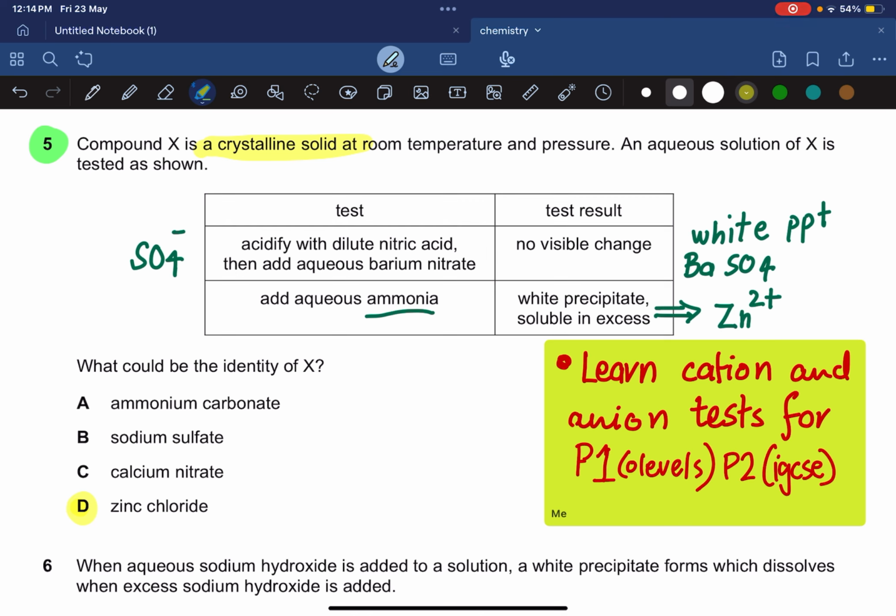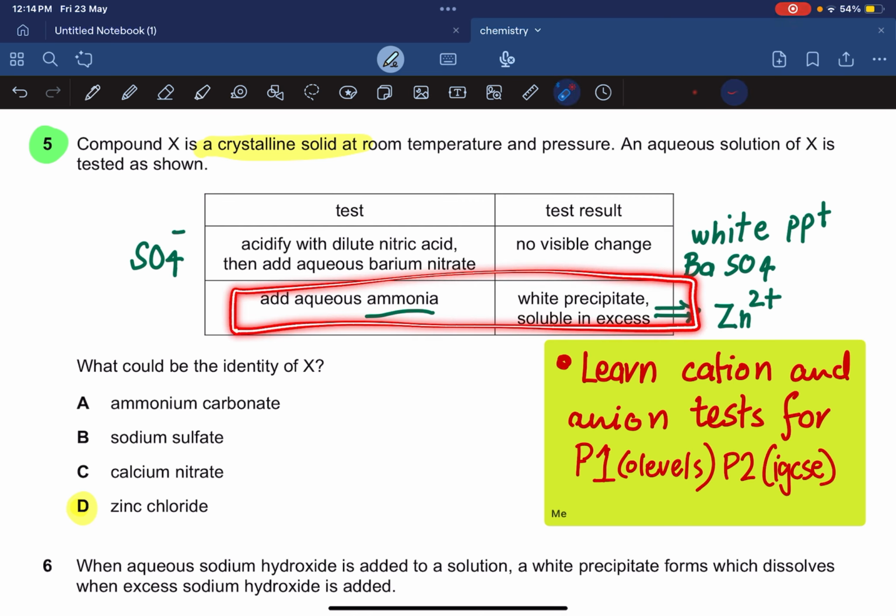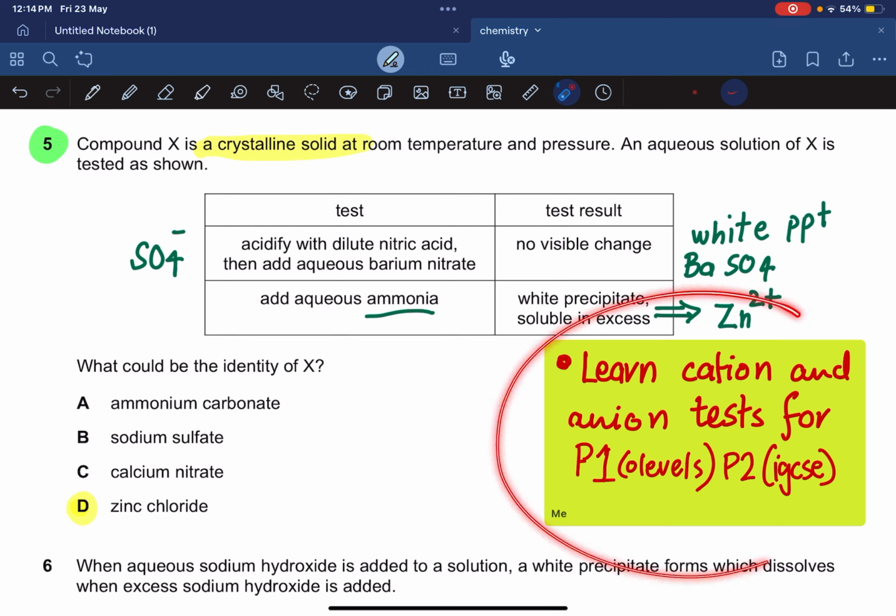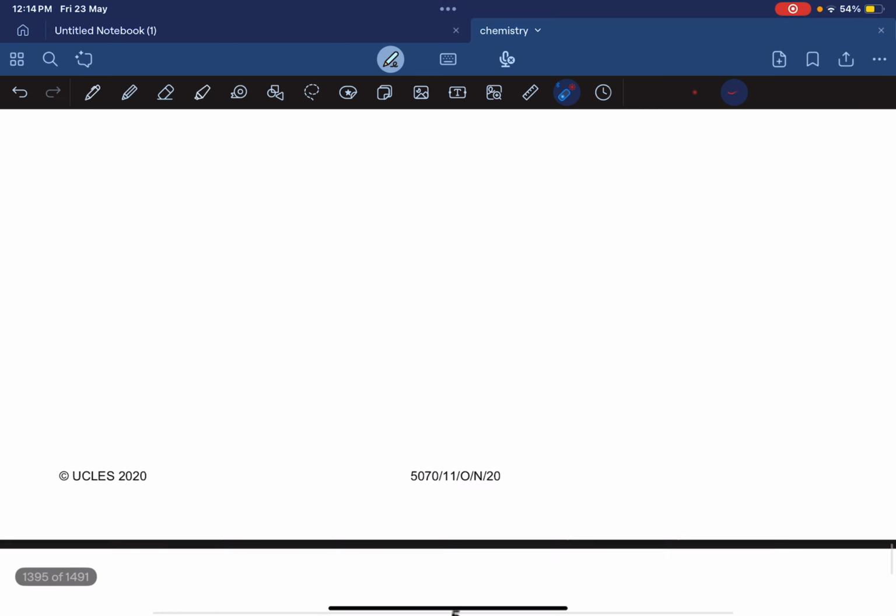And some of you guys might have confused this with the aluminium test, but remember, aluminium ions are soluble in sodium hydroxide in excess, but they're insoluble in excess ammonia. So this cannot be aluminium. And this was the key thing that you had to learn in this question, that you got to know the tests for anions and cations.